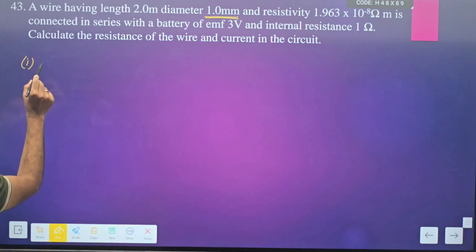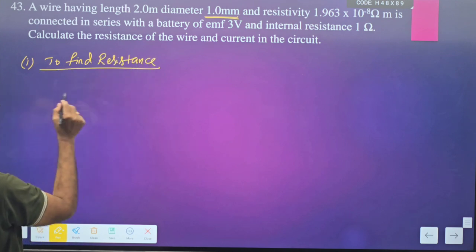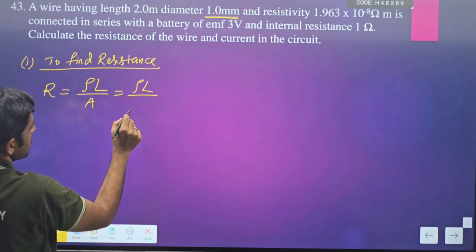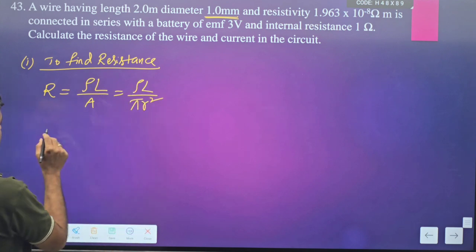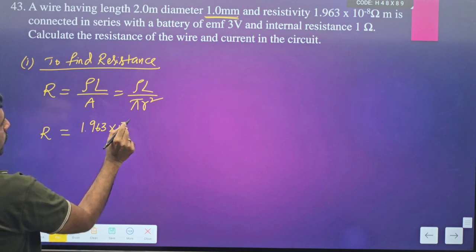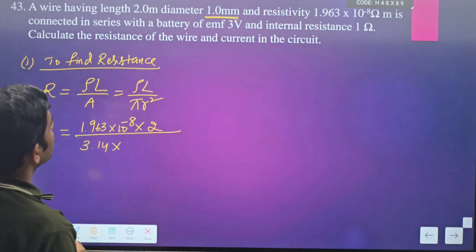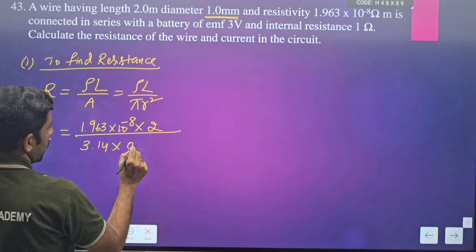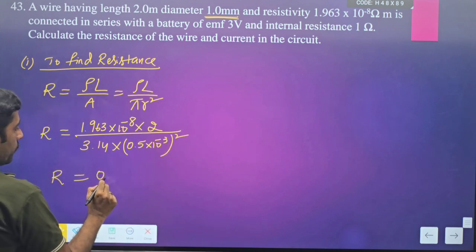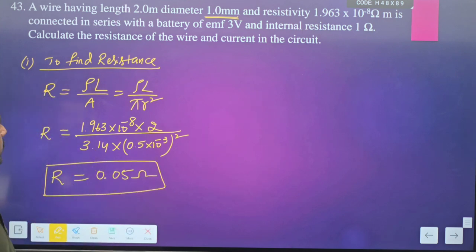In the first case, to find the resistance, R is equal to rho into L divided by A. As area is not given, radius is given, so area of cross section of the wire is pi r square. Hence R is equal to 1.963 into 10 raised to minus 8, length 2 meter, divided by 3.14, what is the radius, 0.5 millimeter, 0.5 into 10 raised to minus 3, whole square. If you simplify this one, you will get 0.05 ohm, that is resistance.